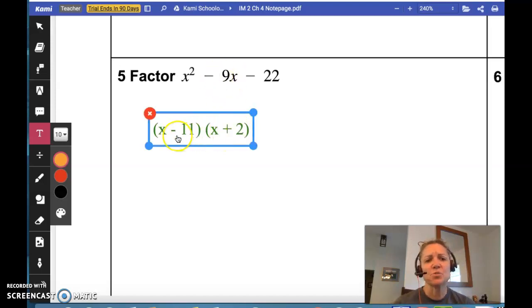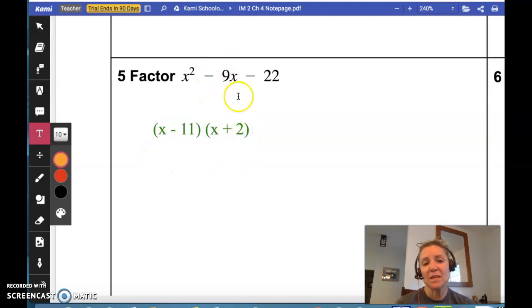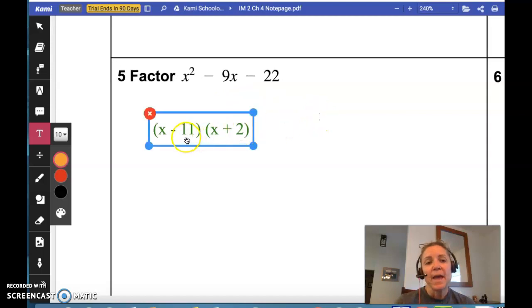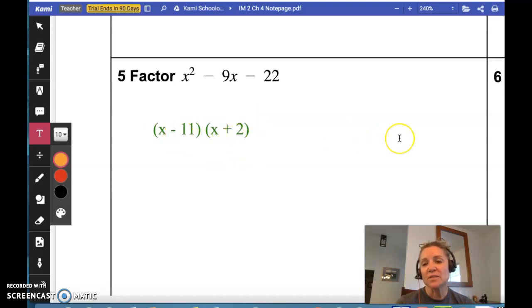And so to decide which one was negative and which one was positive, I looked to the middle term and saw that it's negative. So I know that the negative sign needs to go with the 11. So the inside would be negative 11x, and the outside would be plus 2x. If you combine those two, you're going to get the negative 9x. And a negative 11 times a 2 gives you a negative 22. So one's got to be negative, and one has to be positive.